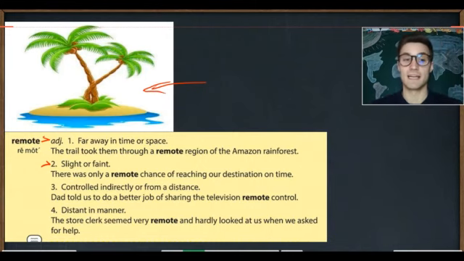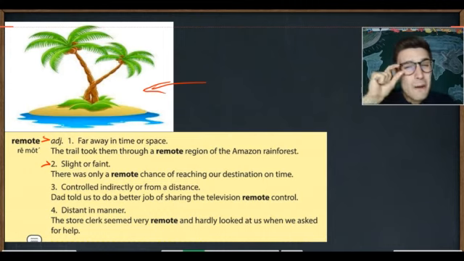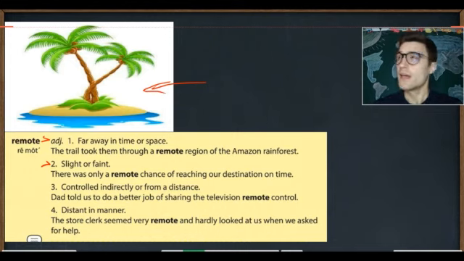The second meaning means slight or faint. Slight or faint means very little. There was only a remote chance of reaching our destination on time. Slight or faint, remote, means a small chance, little. There are no clouds in the sky. There is a remote chance of rain, a very small chance.